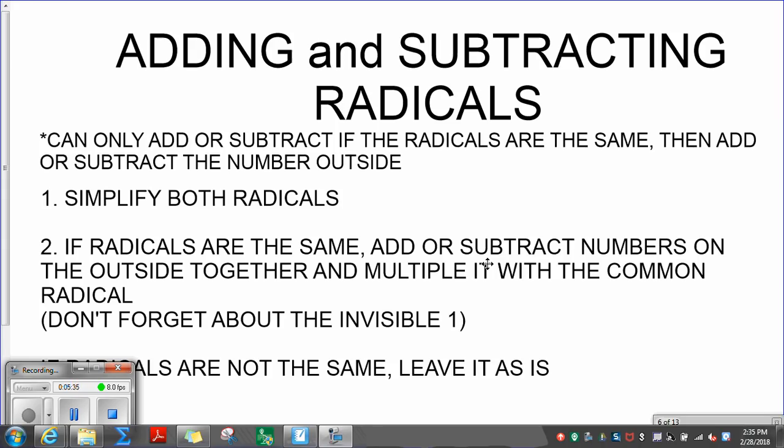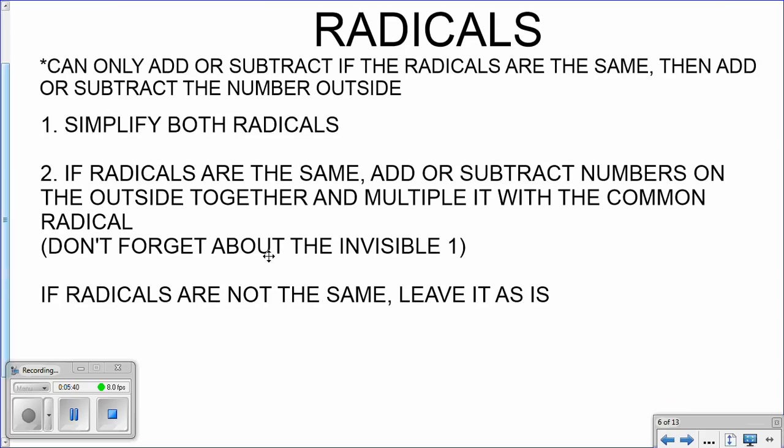Oh, and just put the common radical they have in common. Okay? Don't forget about an invisible 1. If they're not the same, then you just leave it. Okay, that's very wordy, but let's go ahead and try an example.